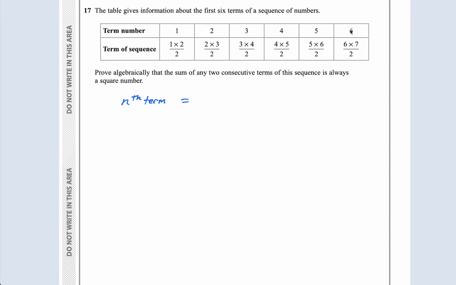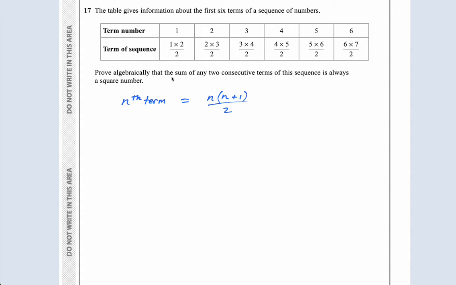The nth term is n times n plus 1 over 2. Because think about it, 6 is 6 times 7 over 2. It's the same number times the number plus 1. The nth term is n, like my 6 times 7, or 6 plus 1, or n plus 1. So the nth term is n times n plus 1 over 2.